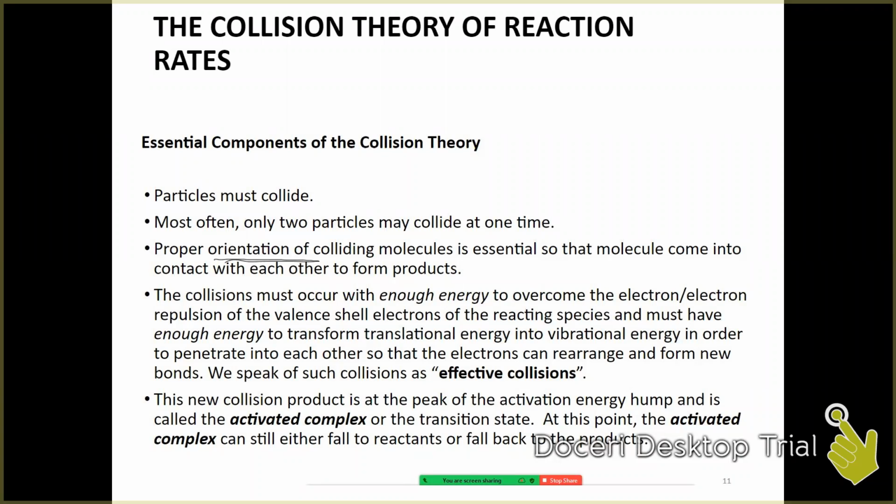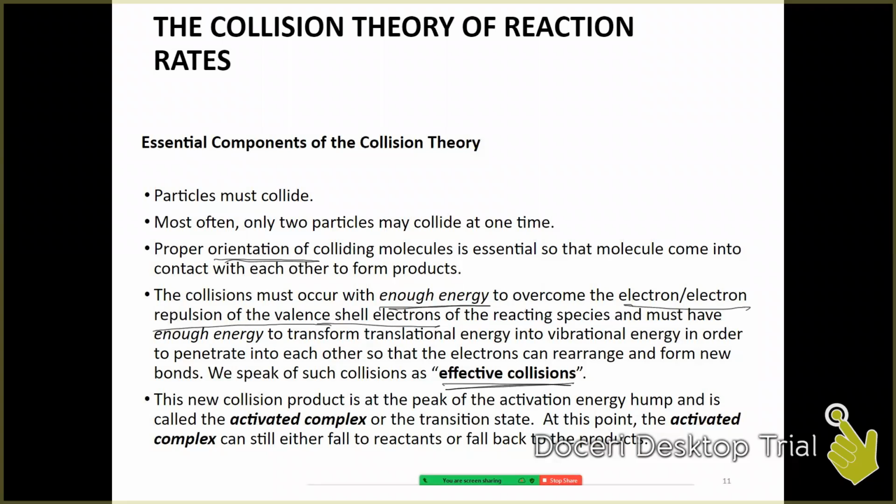And like we said, they have to occur with enough energy to overcome the electron repulsion of the valence shell electrons. Because just think, if two things are colliding, they're all going to have electrons, and that's going to repulse each other. So the energy has to be enough that they can overcome that and actually hit each other. And if that is possible, then it is called an effective collision.